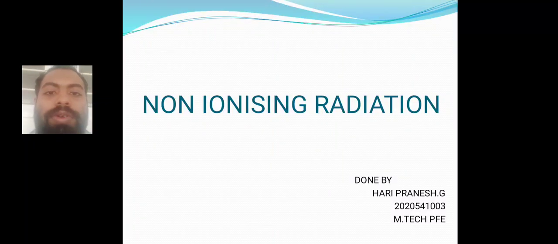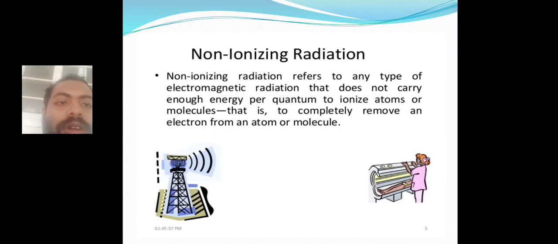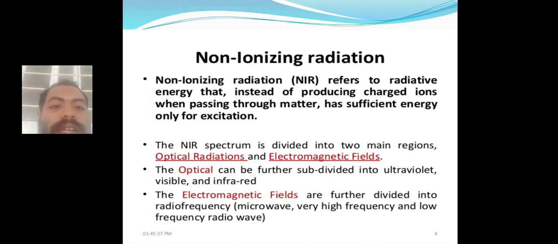The topic I am going to discuss is non-ionizing radiation. Non-ionizing radiation refers to any type of electromagnetic radiation that does not carry enough energy per quantum to ionize atoms or molecules, that is, to completely remove an electron from an atom or molecule. Non-ionizing radiation, NIR, refers to radiative energy that, instead of producing charged ions when passing through matter, has sufficient energy only for excitation.